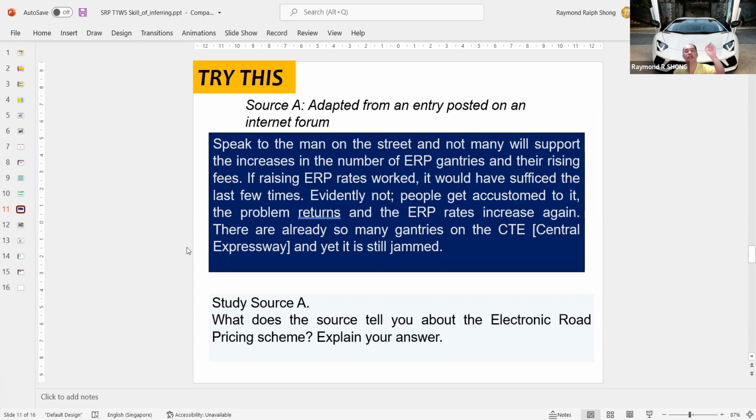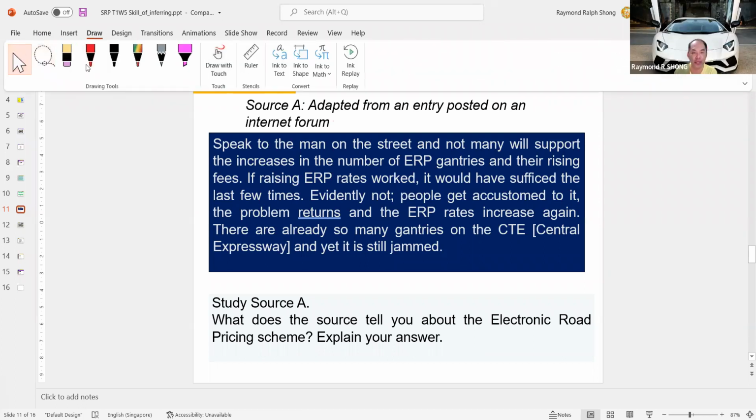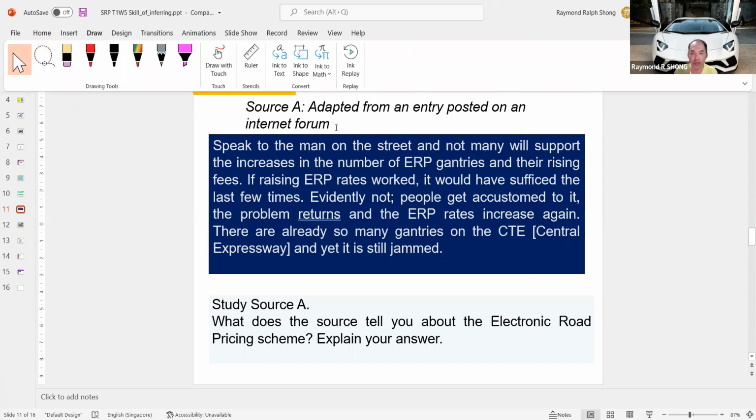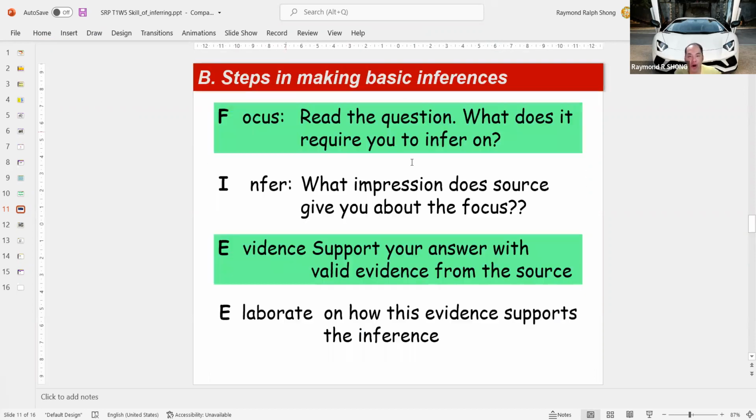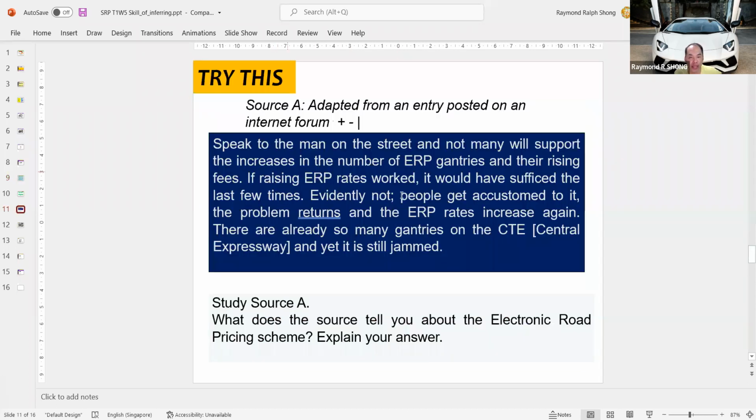Okay, look here. This one is very important. Look, adapted from an entry post on an internet forum. So is this a plus, minus, or what? What I meant is let me rephrase my questions. Based on this one, is this going to be a positive or a negative or neutral? Okay. Don't read the content first. Always remember. By looking at this, do you think internet forum can be trusted?